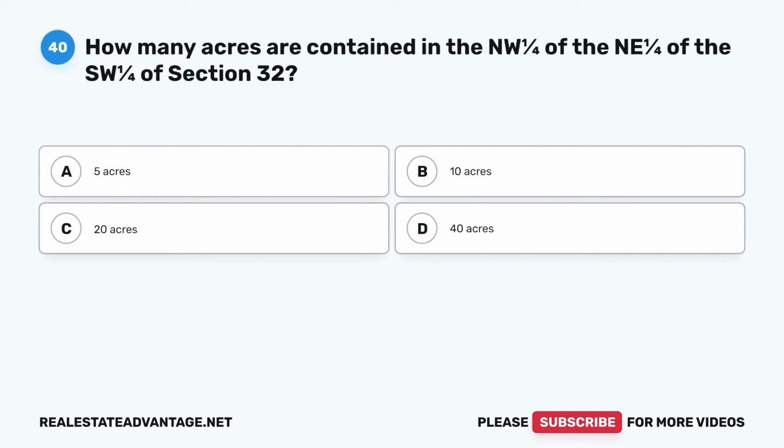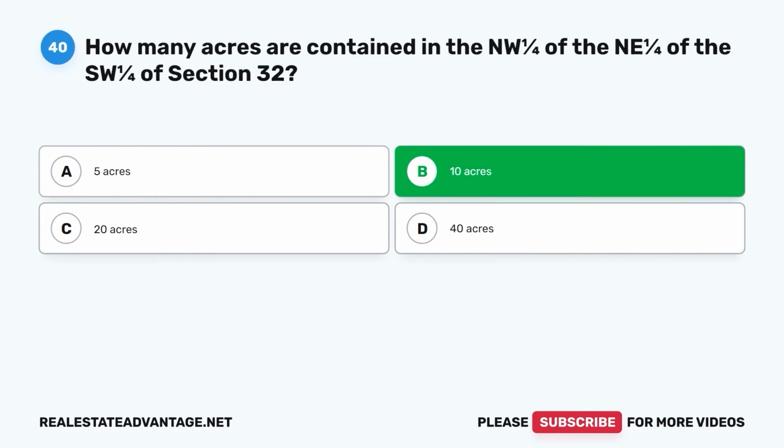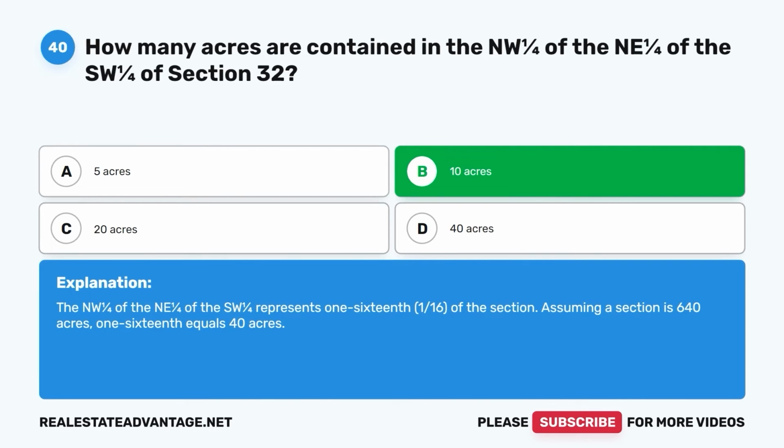Question 40. How many acres are contained in the NW 1/4 of the NE 1/4 of the SW 1/4 of Section 32? A. 5 acres. B. 10 acres. C. 20 acres. D. 40 acres. The correct answer is B. 10 acres. The NW 1/4 of the NE 1/4 of the SW 1/4 represents 1/16 of the section. Assuming a section is 640 acres, 1/16 equals 40 acres.